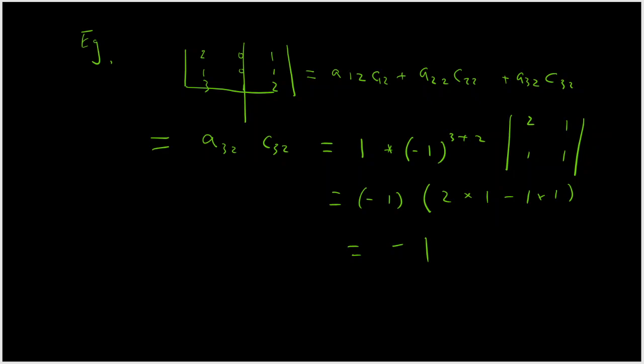My point with that question is that it's also possible to use any column, if you see any column has many zeros.